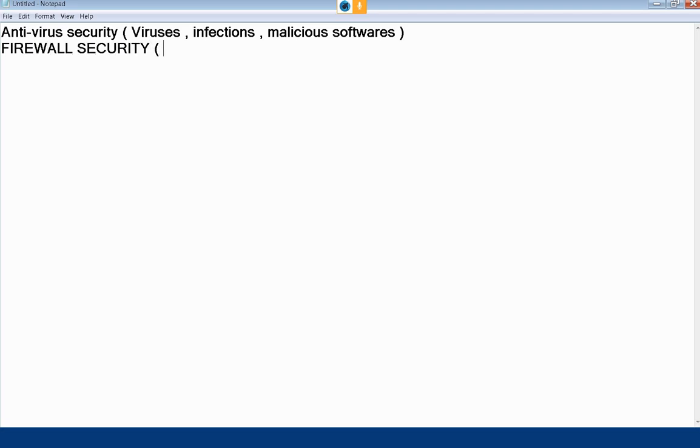Now, what does firewall security do? Firewall security is just like a main door at your home. If you close the main door at your home, no stranger gets into your home, right? So they block all the hacking connections.